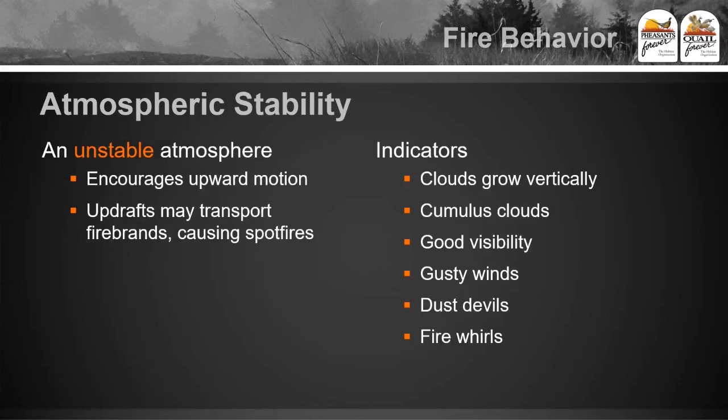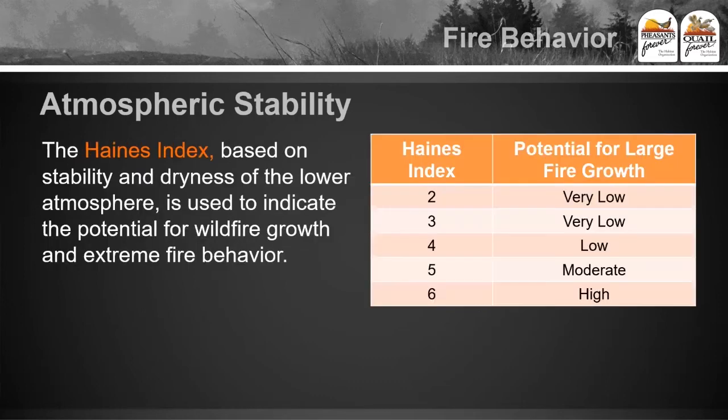On the other hand, we have an unstable atmosphere, which encourages that upward motion, those updrafts, right? We see this when we get those big, nice spring thunderstorms. We get these big updrafts and they cause these huge thunderstorms. You can see this where they have gusty winds. We get dust devils on the landscape, fire whirls. All these different things create an unstable atmosphere.